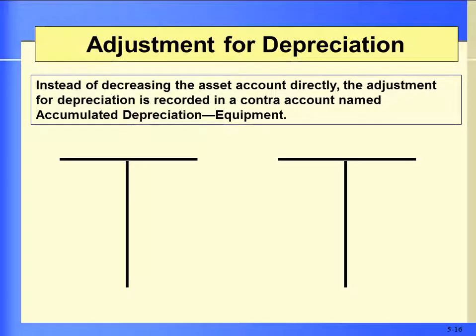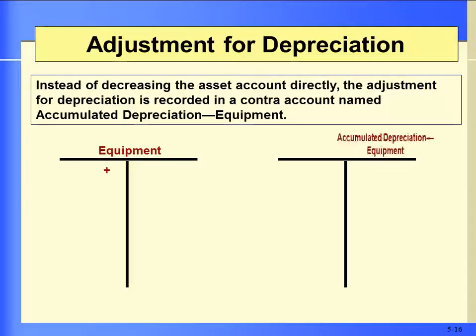So adjusting for depreciation, this is going to be the basis for your adjusting entry. Instead of decreasing the asset account, which is called equipment, directly, we have something called a contra asset. The adjustment for depreciation is recorded in a contra account named accumulated depreciation, equipment. Each piece of equipment will have its own accumulated depreciation account. What this will tell you is the actual book value, not market value, but book value left on the financial statements.